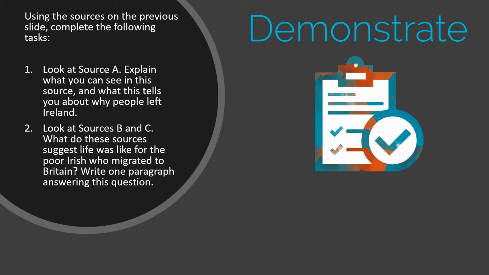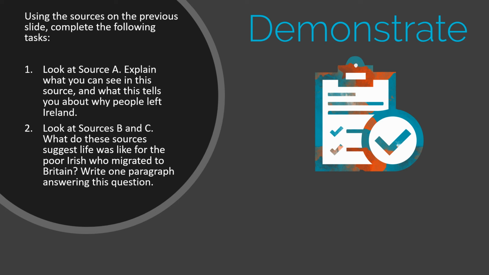Now for this demonstrate task, you'll need to use the 3 sources on the previous slide. So you might need to go back in the video and switch between the 2 slides. Using those sources, A, B and C, look at source A, task 1, and explain what you can see in this source and what this might tell you about why people left Ireland. Write a couple of sentences, maybe a paragraph, about what you can see in the source and why people might have left Ireland.